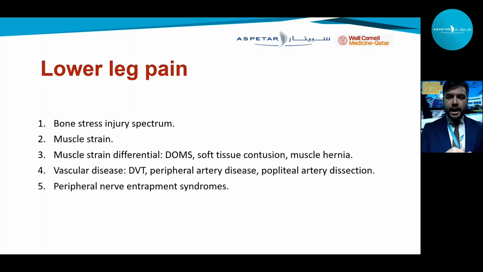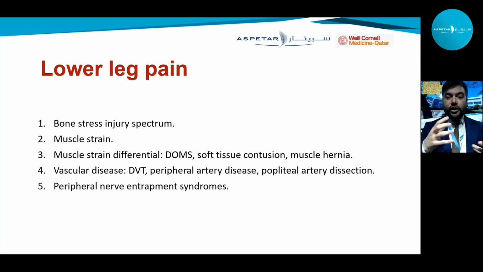I will include a comprehensive review of the anatomy, physiopathology, clinical findings, differential diagnosis, and imaging features of the lesions affecting the athlete with lower leg pain. So, which tissues do we have in the lower leg? We have bone, muscle, blood vessels, and also nerves.